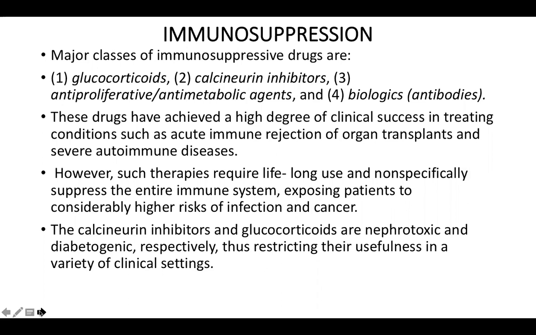So these therapies require lifelong use and non-specifically suppress the entire immune system. As a result, once the immune system is suppressed, the person becomes exposed to the risk of infections. It's very, very dangerous. So as long as you're healthy, make sure that your immune system is very, very strong. Drugs like calcineurin inhibitors and glucocorticoids are nephrotoxic and diabetogenic. They restrict their usefulness in a variety of clinical settings. So immunosuppression, though it is useful, is extremely dangerous.